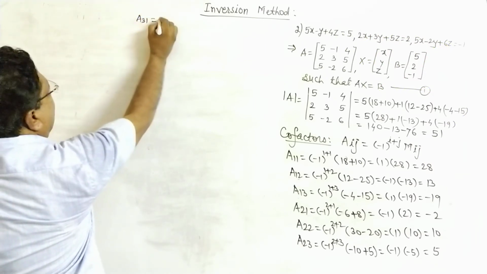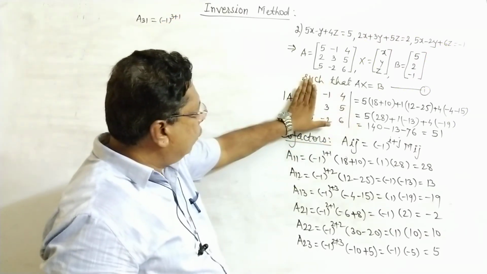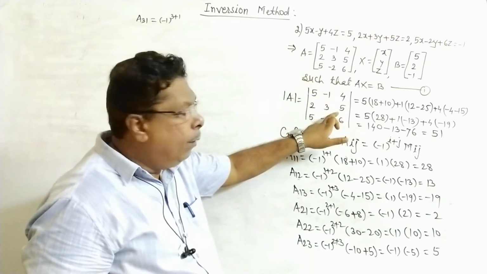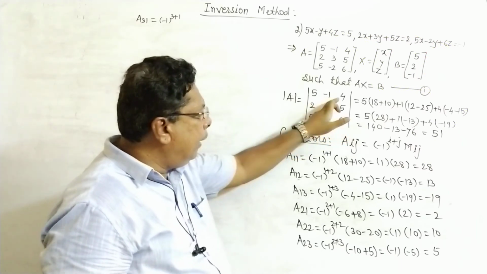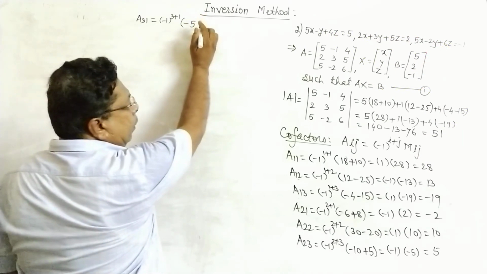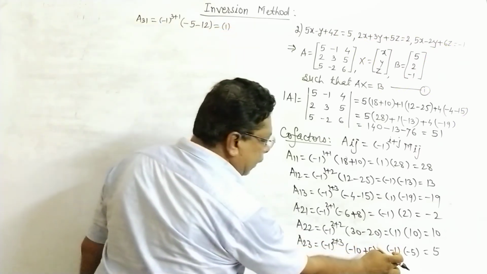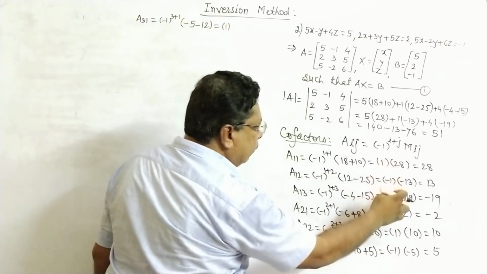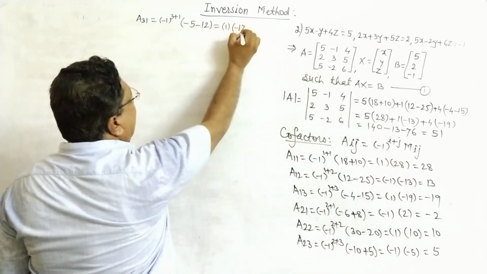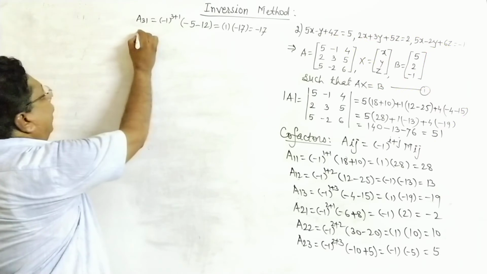First column, A31: minus 1 raised to 3 plus 1. Third row, first column, leave them. Multiplication: minus 1 into 5 minus 5, minus 3 into 4, 12. Minus 5 minus 12, so minus 1 raised to 4 is 1, so here it is minus 1. Check it now: 1 minus 1, 1 minus 1. Next is 1 into minus 5 minus 12, minus 17, so it is minus 17. Next cofactor, A32.